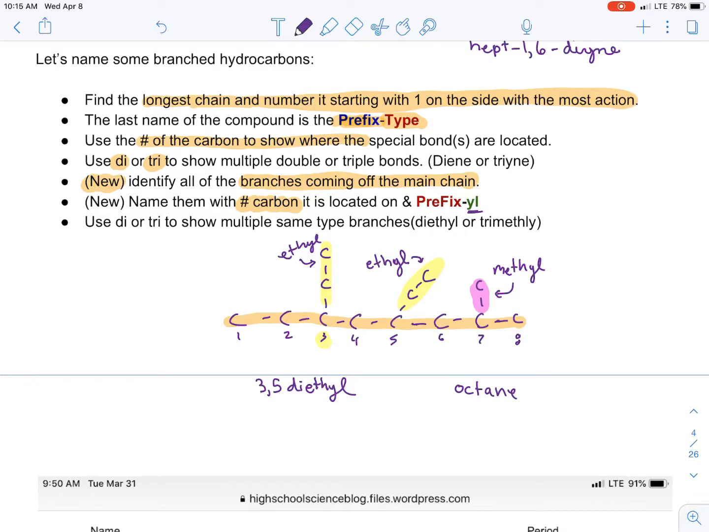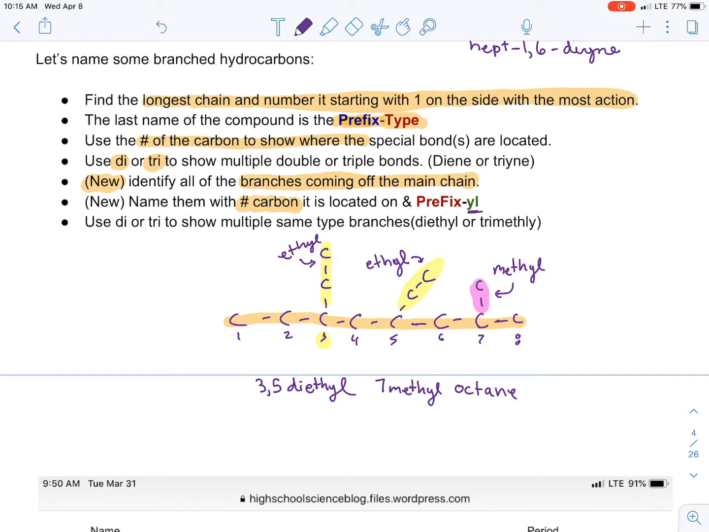Okay? Two ethyls, diethyl. And then we have on the 7th, 7-methyl octane. 3,5-diethyl 7-methyl octane. All right, so you have to watch out for that.